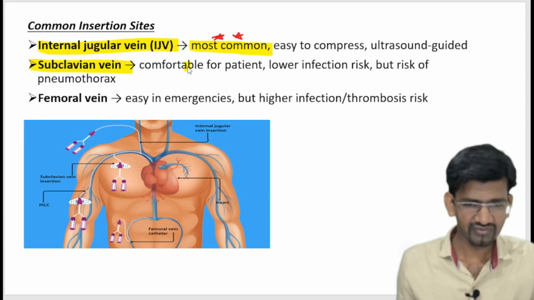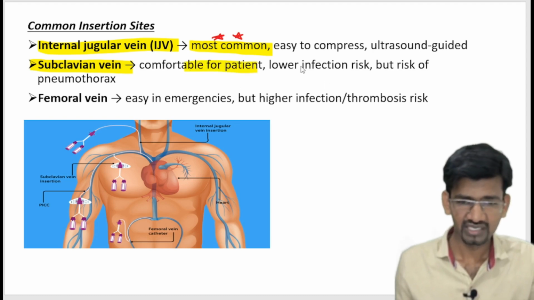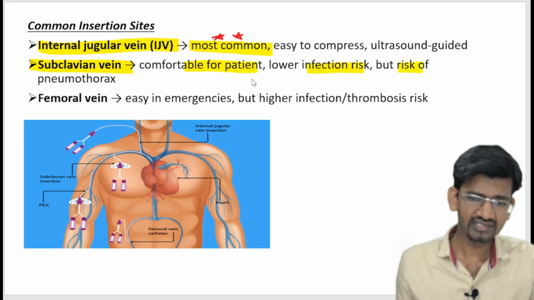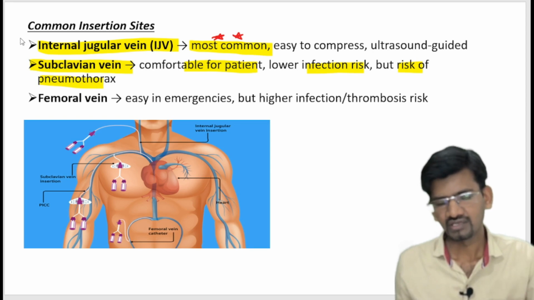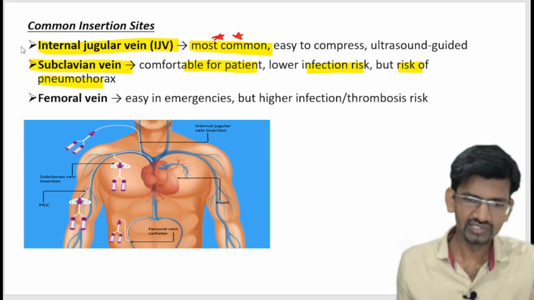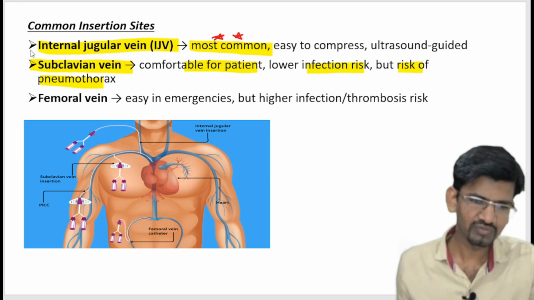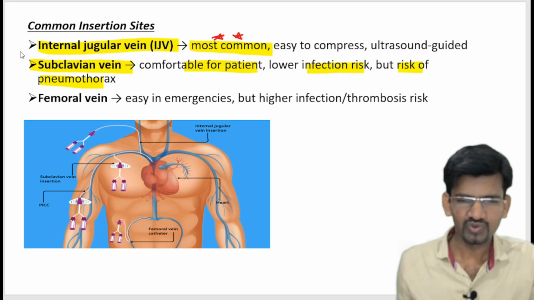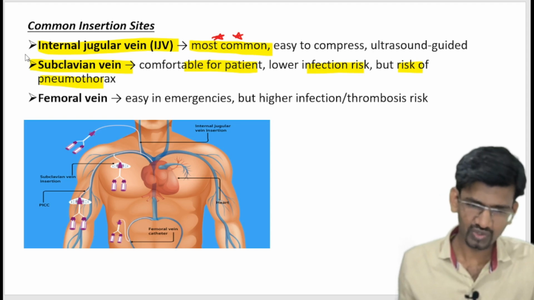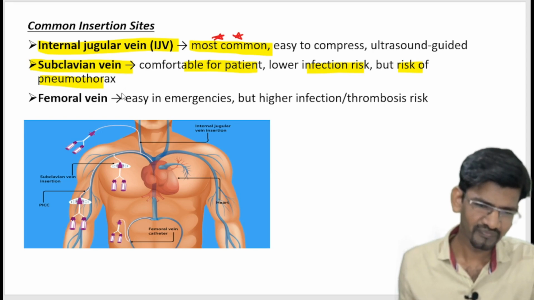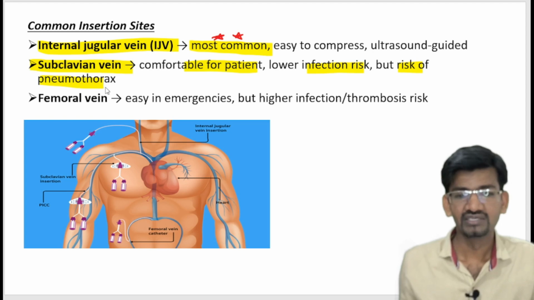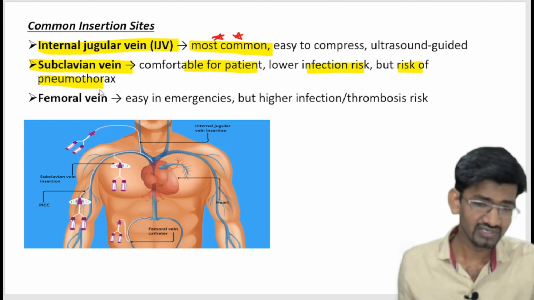The subclavian site is quite comfortable to the patient and has a lower risk of infection, but a high risk of pneumothorax. The vein is near the lungs, so you may injure the pleural cavity, an air leak may occur, and air may enter the pleural space, leading to pneumothorax. So this is considered a high risk for pneumothorax, but the patient is quite comfortable with this CVP.